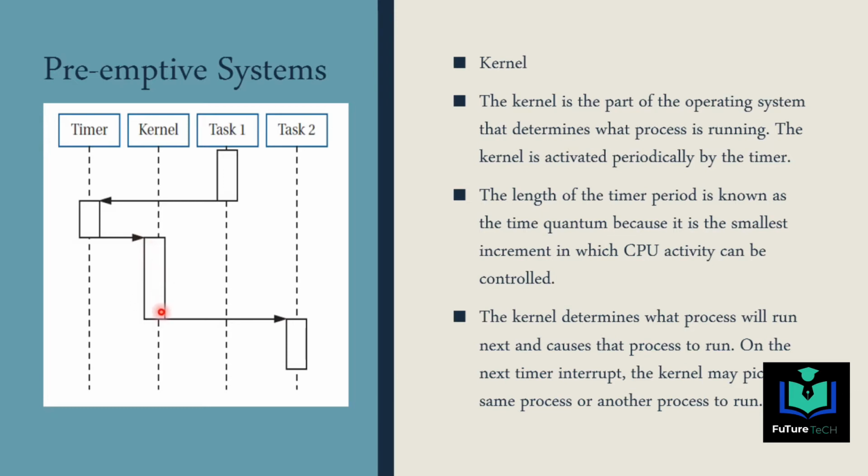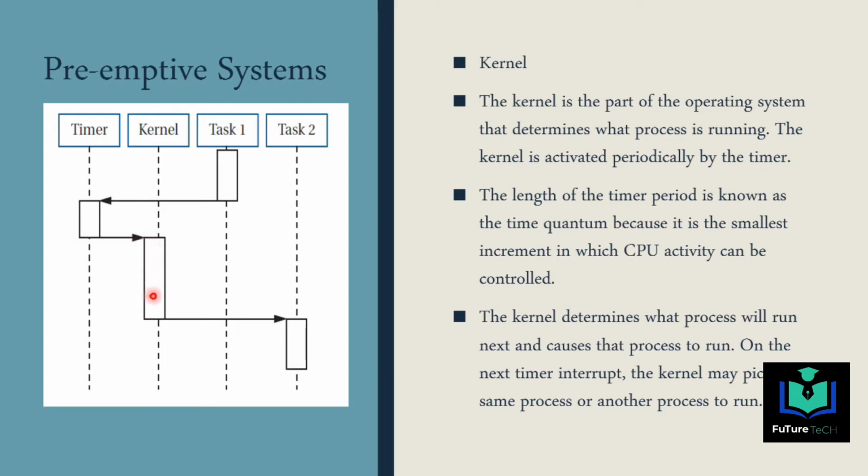On the next timer interrupt, the kernel may pick the same process or another process to run. Okay, so now task 1 is completed and it is interrupted by the timer. After the timer interrupt, after the quantum time, what happens? It is given to the kernel. Kernel is going to be the operating system.